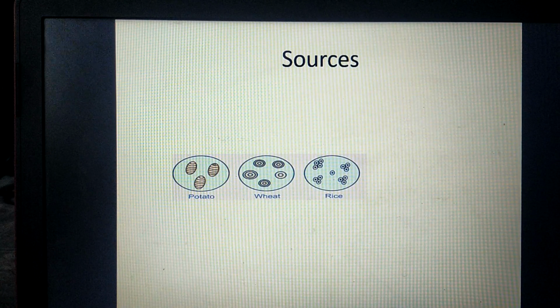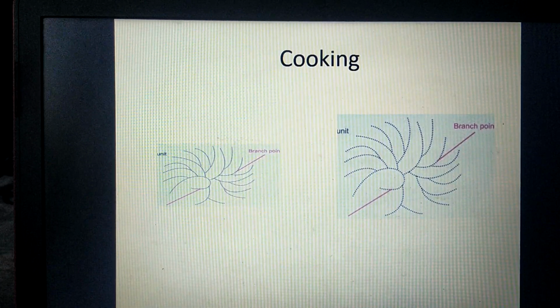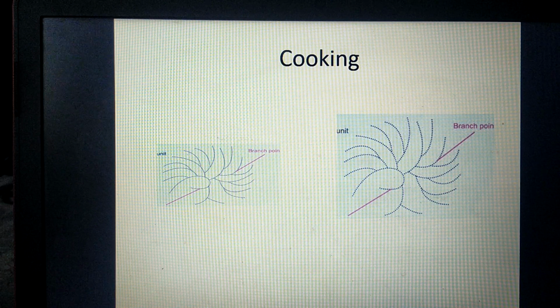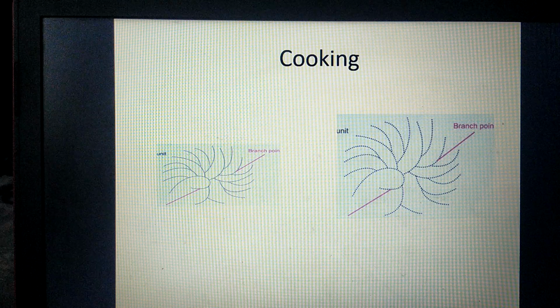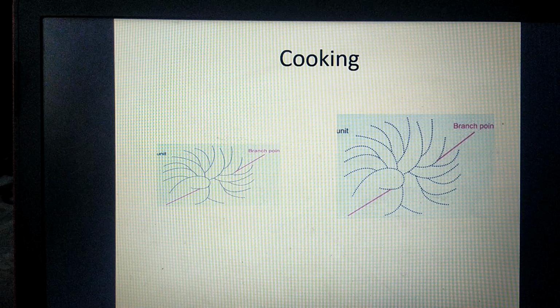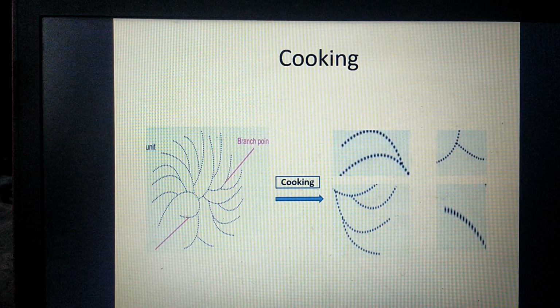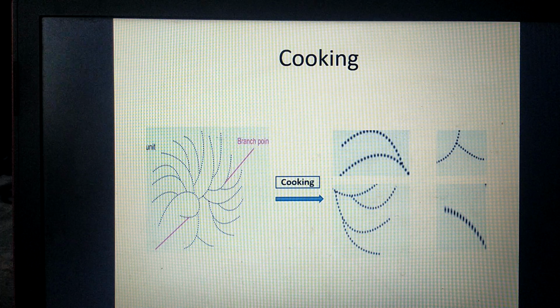This is the diagrammatic representation of various starch granules obtained from various sources like potato, wheat, rice, etc. When we cook the food, the size of starch granule increases. Therefore, on cooking, the starch can be easily digested. Also, due to cooking, the branches of the starch molecule get separated and therefore they are also easily digested.